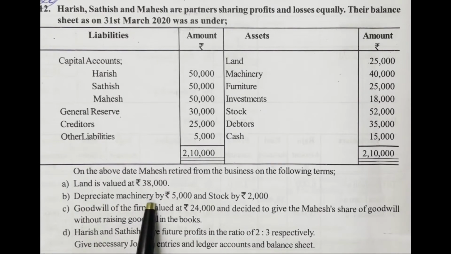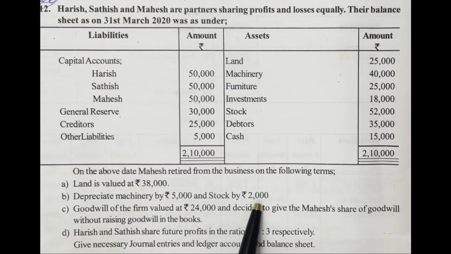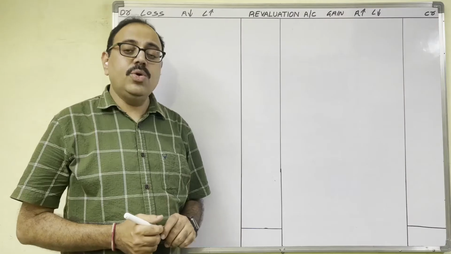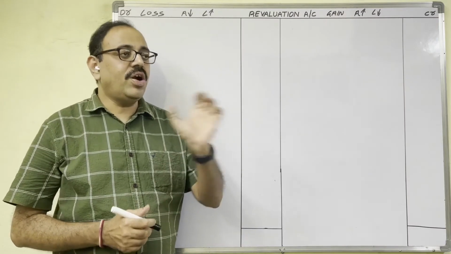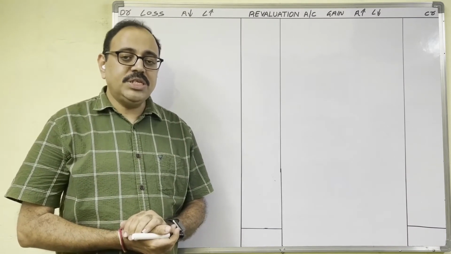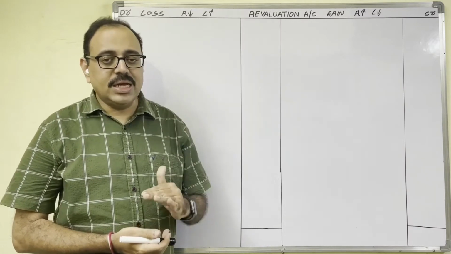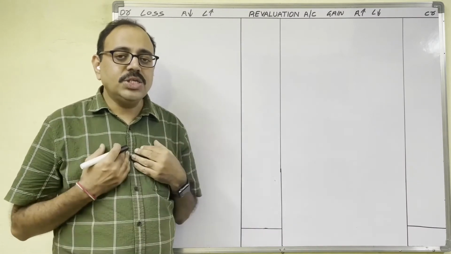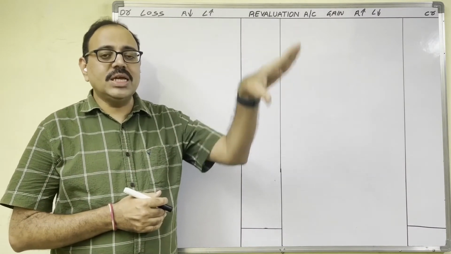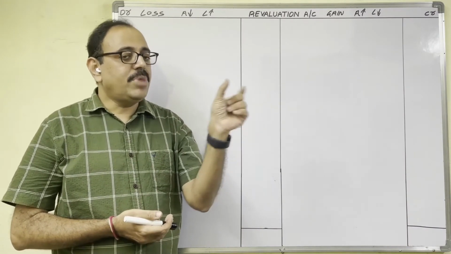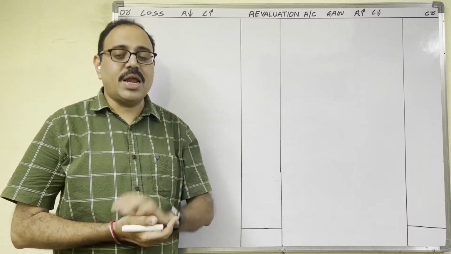B. Depreciate machinery by 5,000 and stock by 2,000. Machinery we should depreciate by 5,000. In the old balance sheet, the machinery value is given as 40,000 rupees. Cost price is 40,000, and in the adjustments he is giving that the machinery value is decreased by 5,000. It means that in the revaluation of machinery, the partners came to know that its market value is decreased by 5,000. So how much is the market price? 40,000 minus 5,000, 35,000 is the market price.